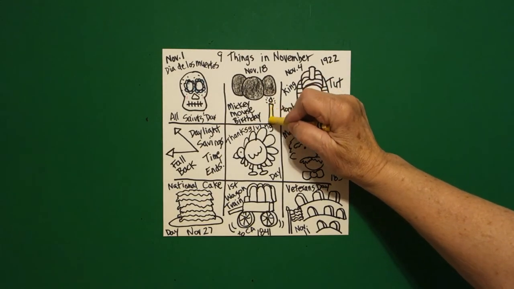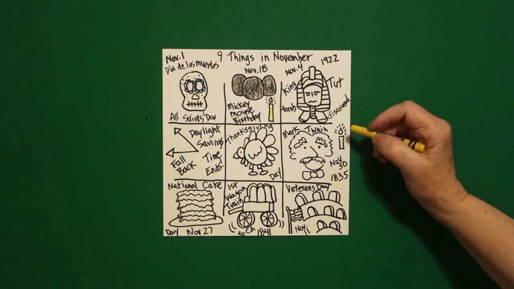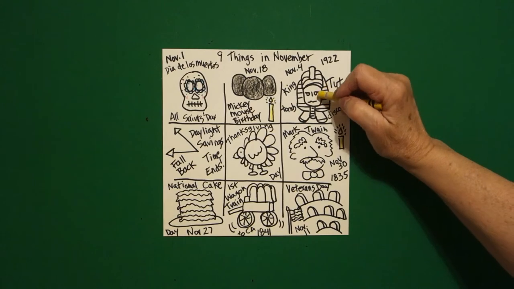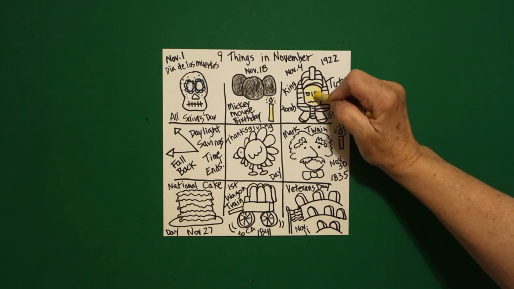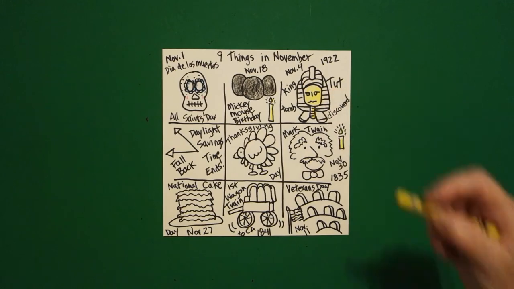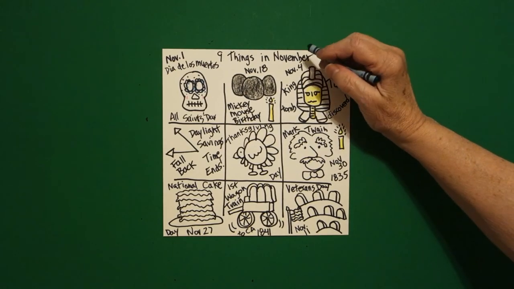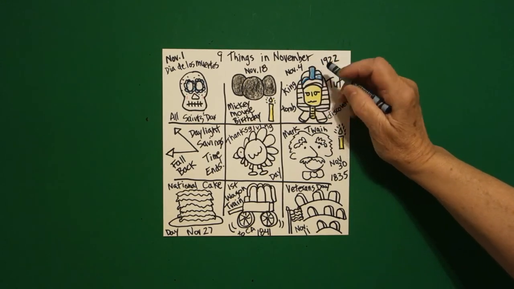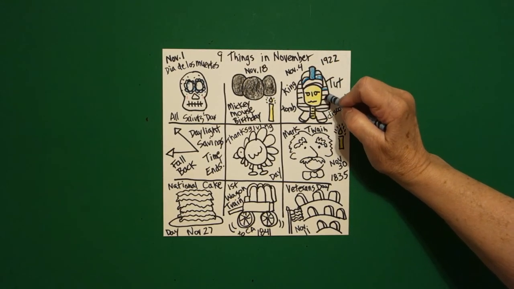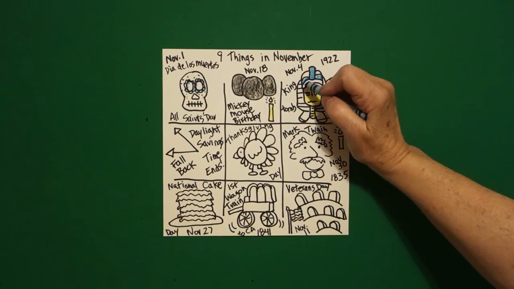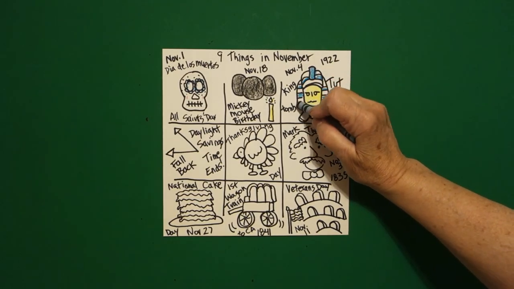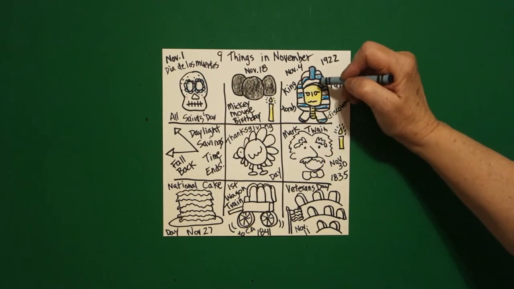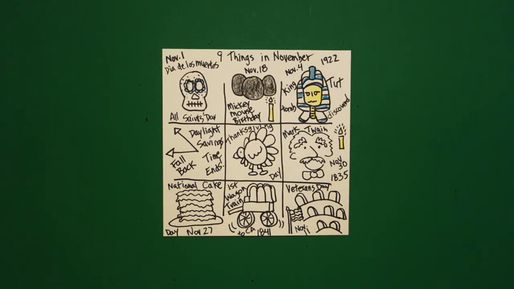Take a yellow. I'm going to do all my candles yellow. So this is a yellow, and over here by Mark Twain, that's a yellow too. Then I'm going to color in my boy King, King Tut, with yellow, because that was his golden mask, and then he had a turquoise headdress going on.